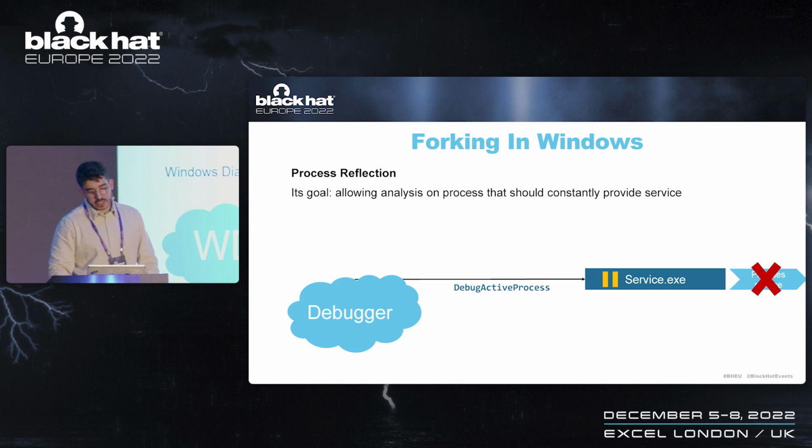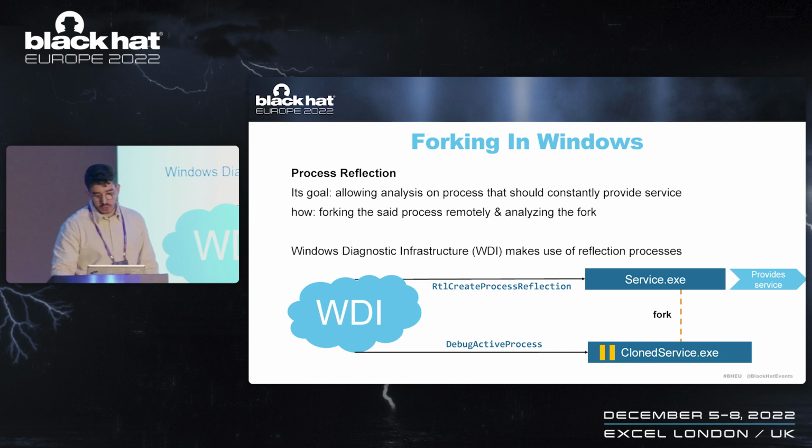How it works is, this is the component in Windows that uses it, WDI, Windows Diagnostic Infrastructure, that makes use of process reflection to do such things. In this example, WDI, instead of debugging service directly, will issue a call of RtlCreateProcessReflection that internally causes service to fork itself and will create a clone service. Then WDI can resume to debug this process or do whatever, dump its memory.